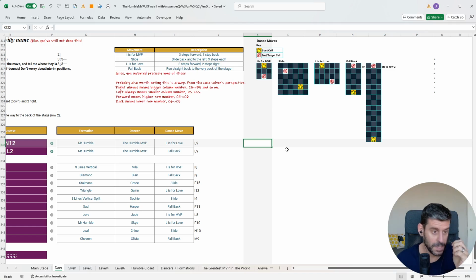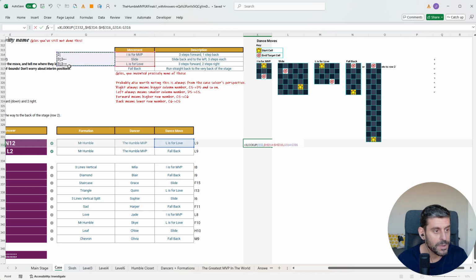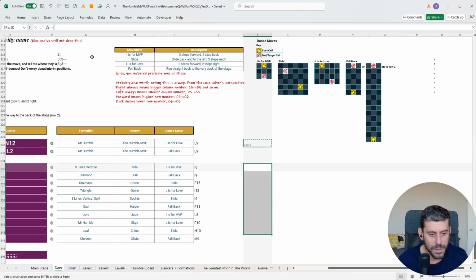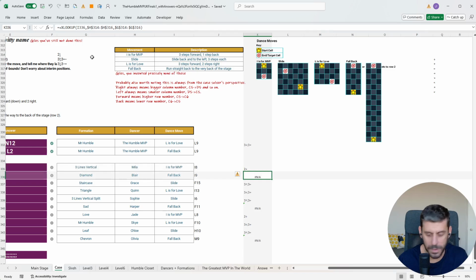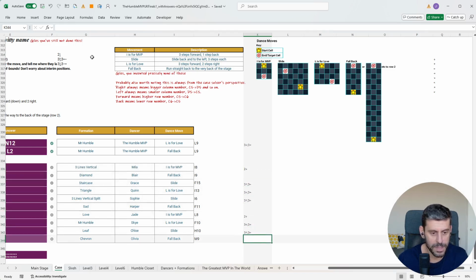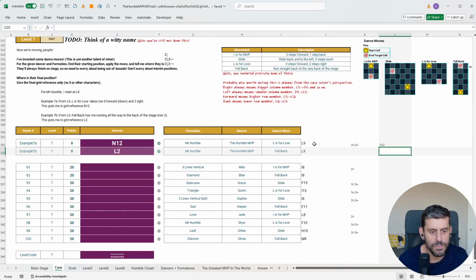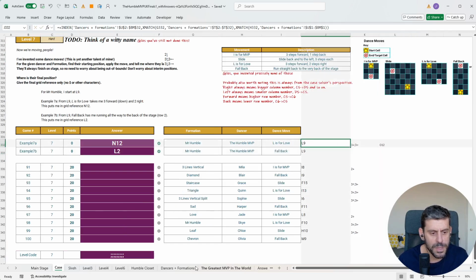So XLOOKUP, the dance move here, returning here. Let's remove the full back. So this should be a simple pathfinder of this 0. Interesting. Andiamo all'MVP.